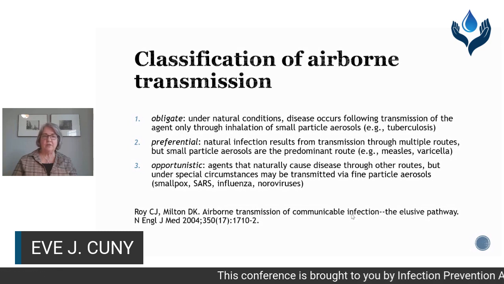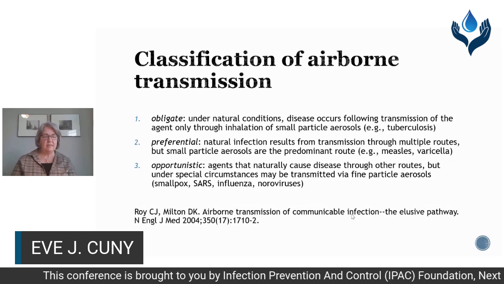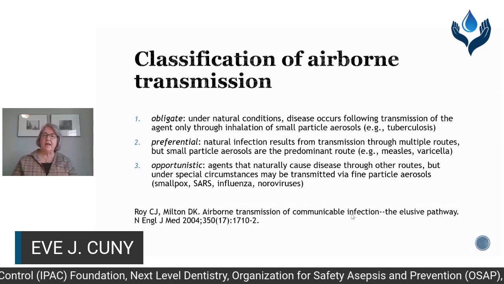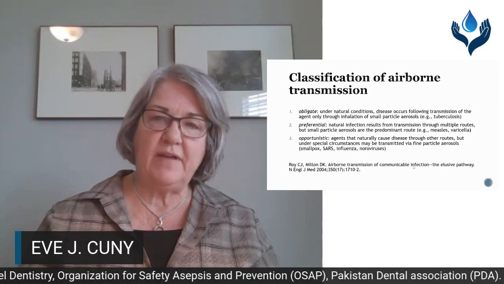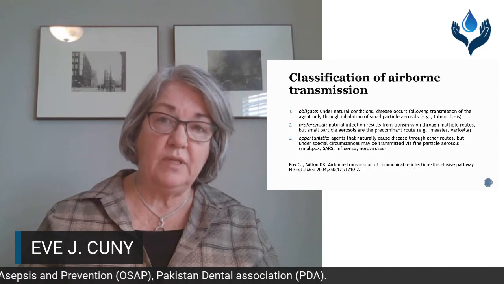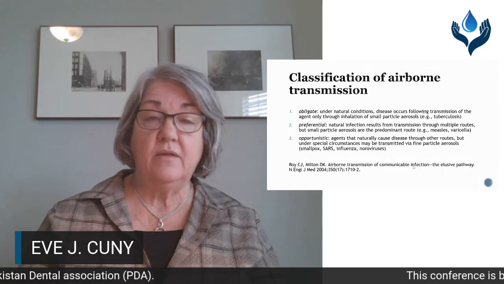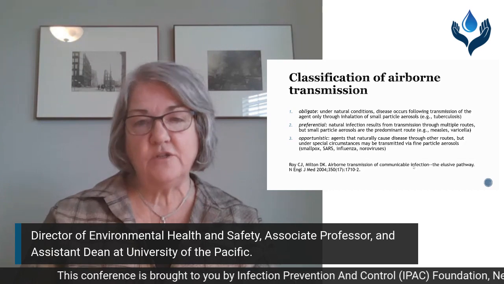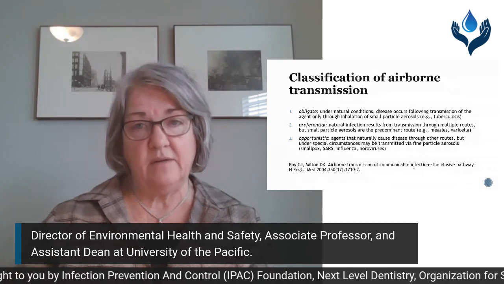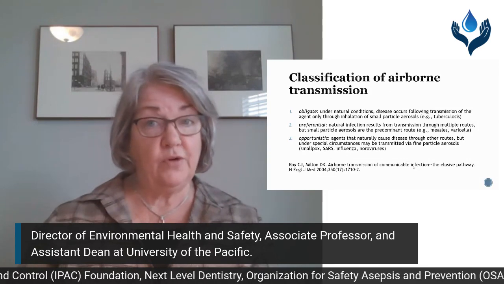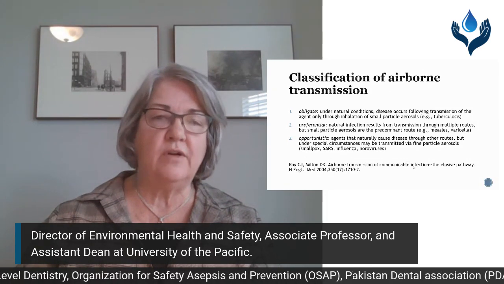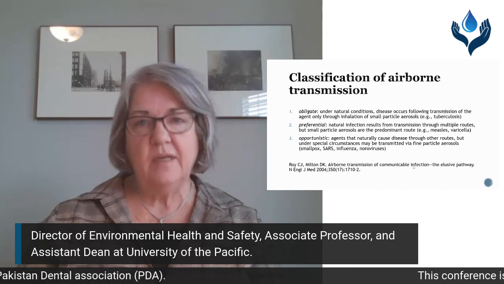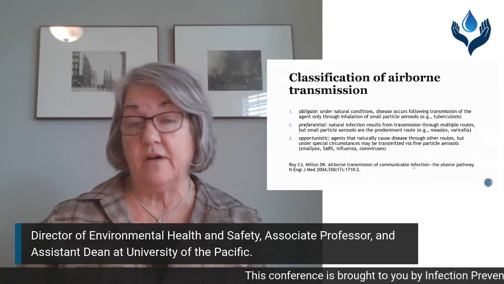So you won't get tuberculosis from touching a surface that somebody who has TB has just coughed on, and then say eating a sandwich or touching your mucous membranes. You have to actually share the breathing space with the infected person and breathe in the droplet nuclei or small particles that they've expelled through their respiratory tract. The next is preferential, where natural infection results from transmission through multiple routes, but these organisms really prefer the airborne route. So that's the predominant route where they would be more likely to transmit, such as measles and varicella, which can both be droplet, but prefer to be airborne, or more commonly are airborne.